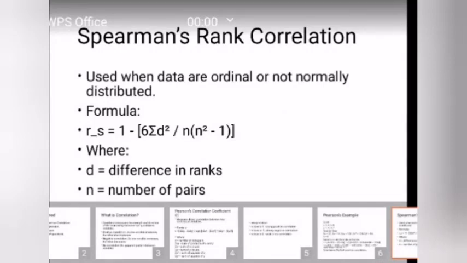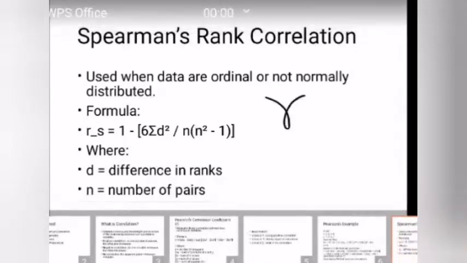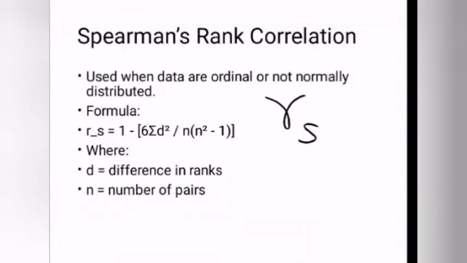So Spearman's rank correlation. It's used when data are ordinal and not normally distributed, like when you're ranking something first, second, third, this is greater than this, this is lesser than this. So this is when you use Spearman rank correlation. The formula is R subscript S, written as RS, equal to 1 minus 6 sigma d square over n bracket n square minus 1. D is the difference in ranks, n is the number of pairs.